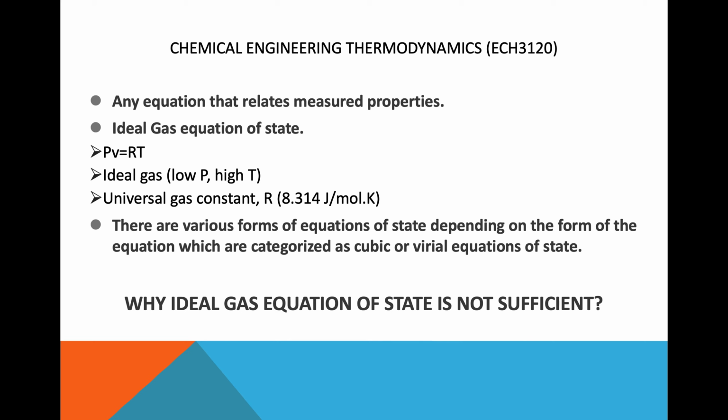Any equation that relates measured properties, in this case, we call it the ideal gas equation of state. You have covered this during thermodynamics, whereby PV equals RT, and the ideal gas has low pressure and high temperature, with the universal gas constant, for example, at 8.314 joule per mole Kelvin. You are aware that there are several types of universal gas constant according to the unit given at the back of it. So just beware.